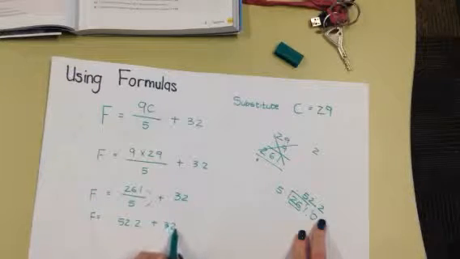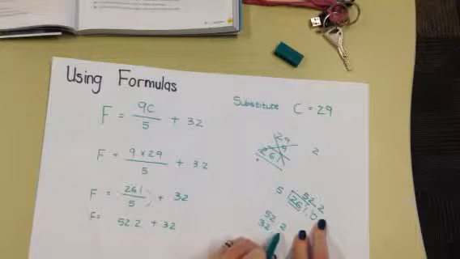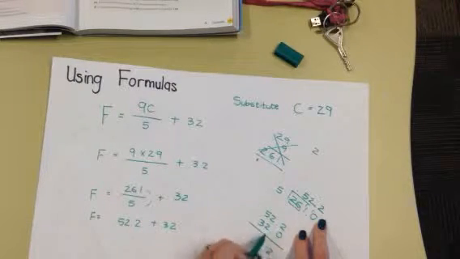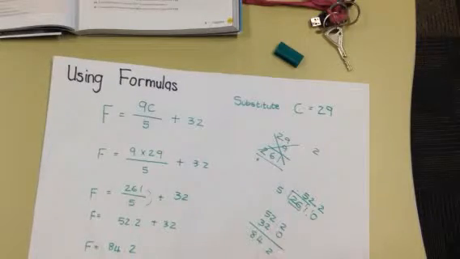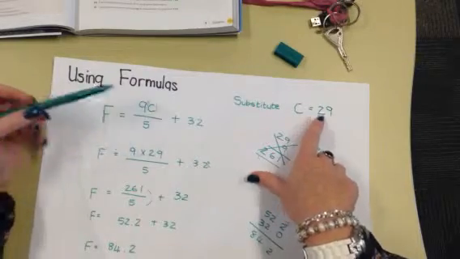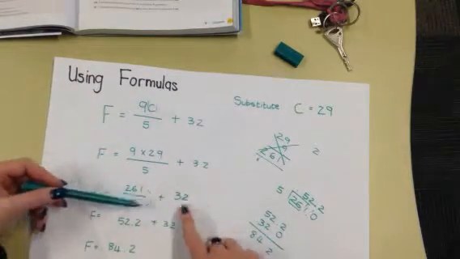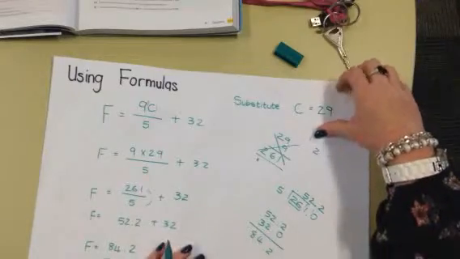So if we do 52.2 plus 32, put a 0 to fill that in, that's 2, that's 4, that's 8. F is equal to 84.2. So what I did was I changed my C to what they told me to, and then I followed multiplying, dividing, and then adding, and it finally got me to my end answer. So when you're using a formula, that's how you do it. Let's do one more, just so that you can get an idea. I'll turn my page over.